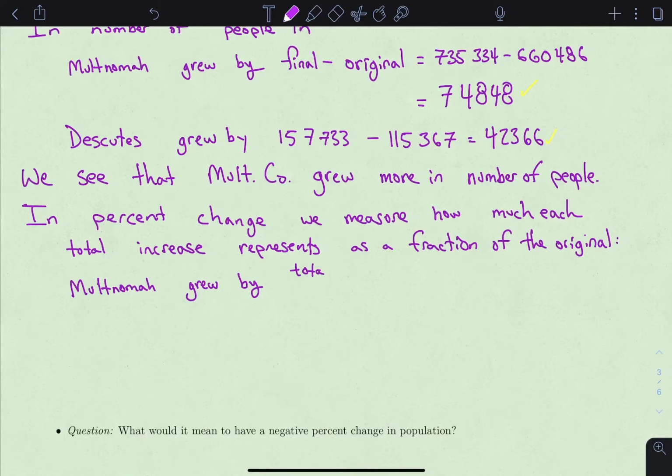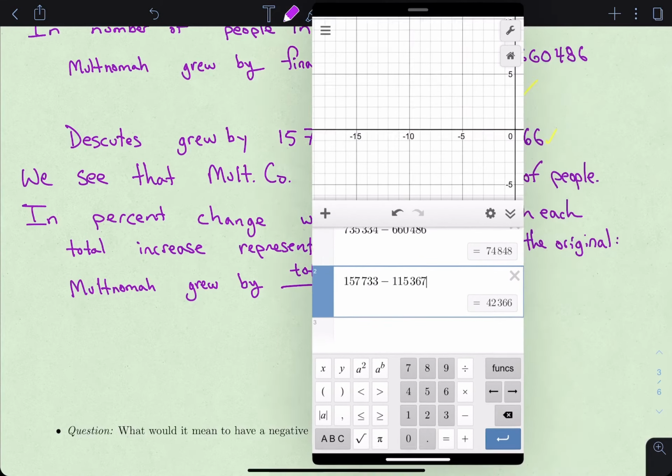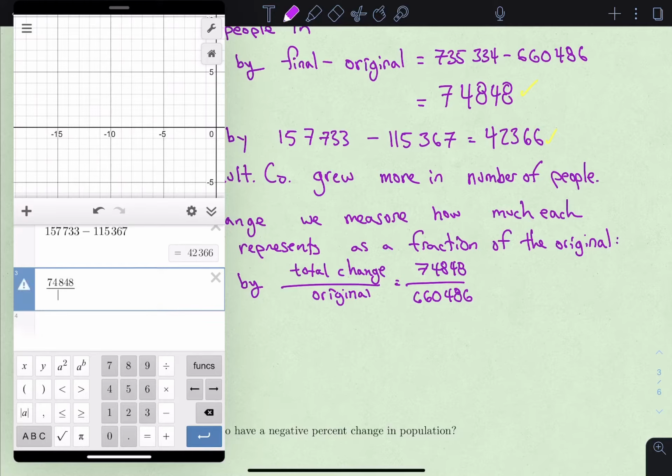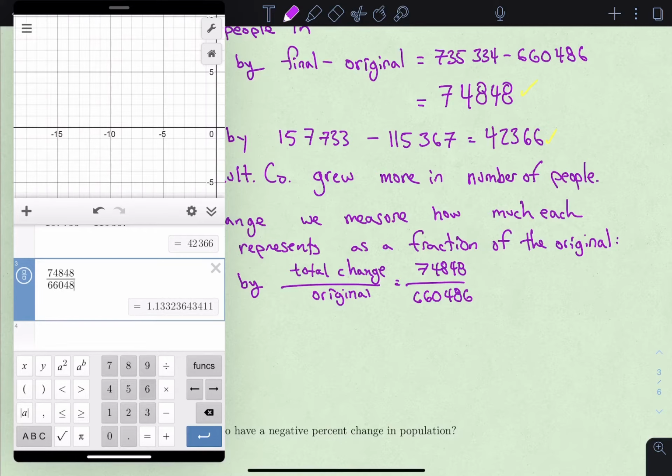Total change divided by the original. So the number we got from the subtraction problem divided by how many people there were originally, which was 660,486. Let's bring our calculator out, calculate that number, 74,848 divided by 660,486, is 0.1133. So that increase in population represented an 11.33% increase.